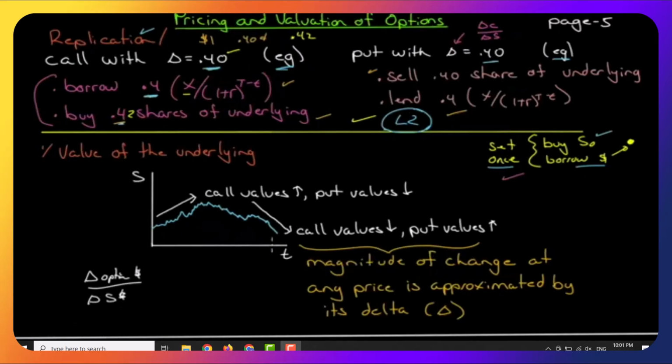So here's a stock chart. I think people think better with stock charts. And here is a stock price that is rising. And when you have something like this, all call values are rising, all put values are decreasing, regardless of where your strike price is. If the underlying is moving up, all call values are increasing, all put values will be decreasing. And as the stock price is going down, all call values will be decreasing, all put values will be increasing. And the magnitude of the change at any price is approximated by its delta.